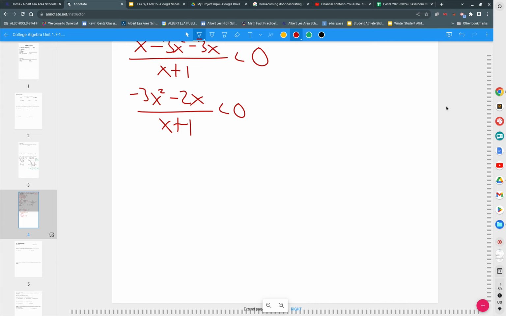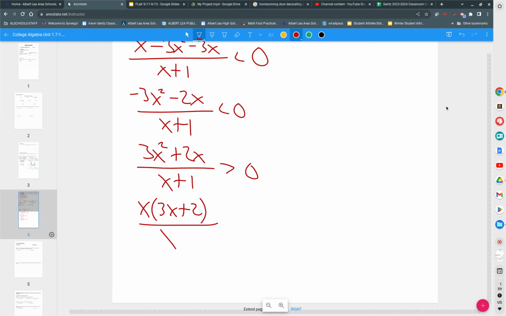I don't know about you guys, but I'd like to multiply through by a negative right away. You okay? Again, you only need to multiply the top. So I get 3x squared plus 2x over x plus 1 is greater than 0. And I have one more step. What's the last thing I need to do? Yeah, factor out the x, write it in factored form. And there I have it.